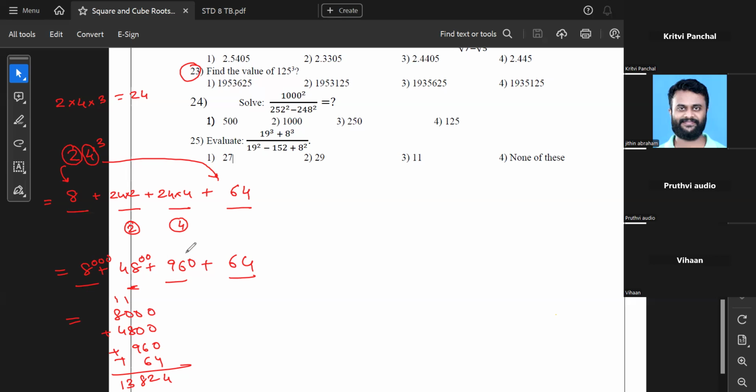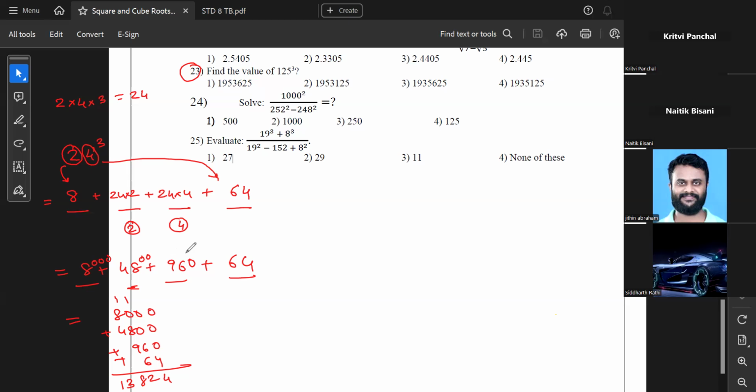Now, Krithvi, you can share your doubt. Sir, how did you do 3020?